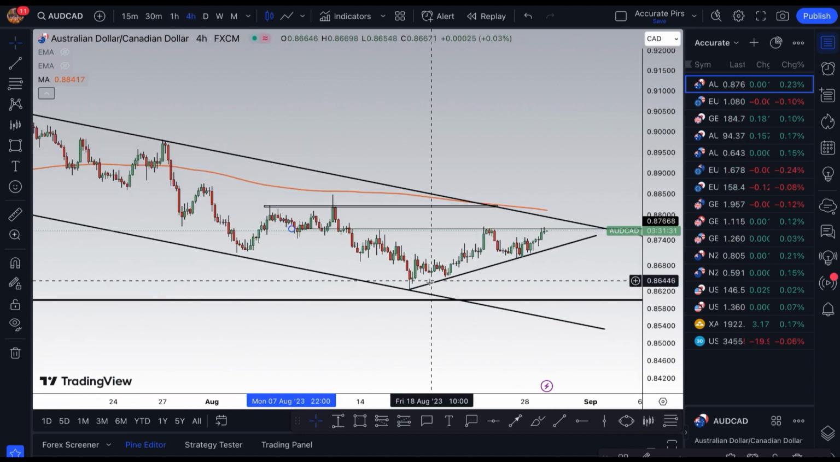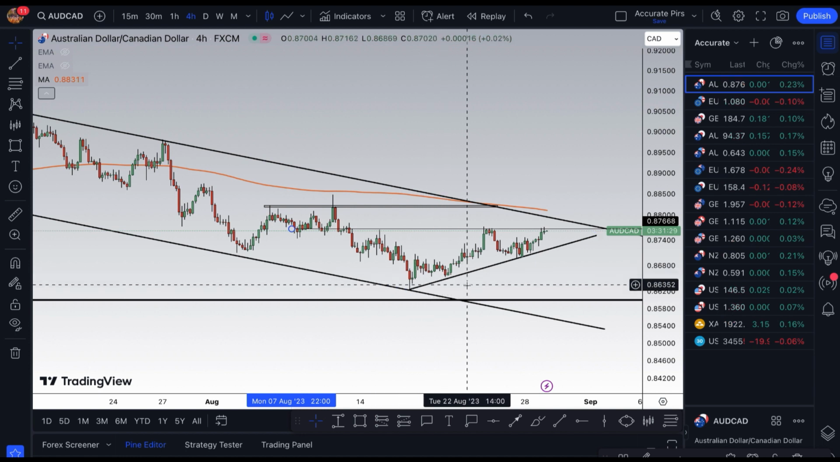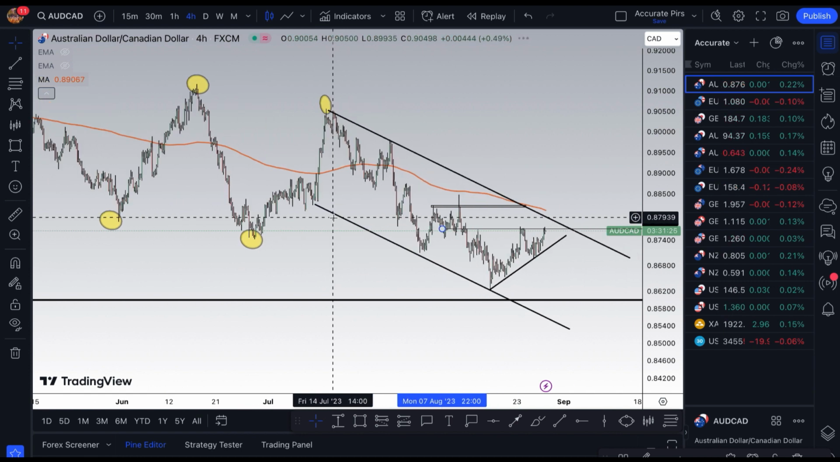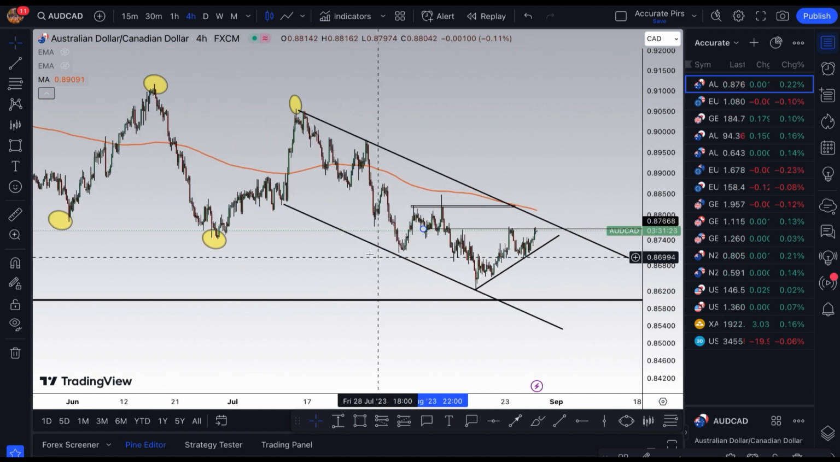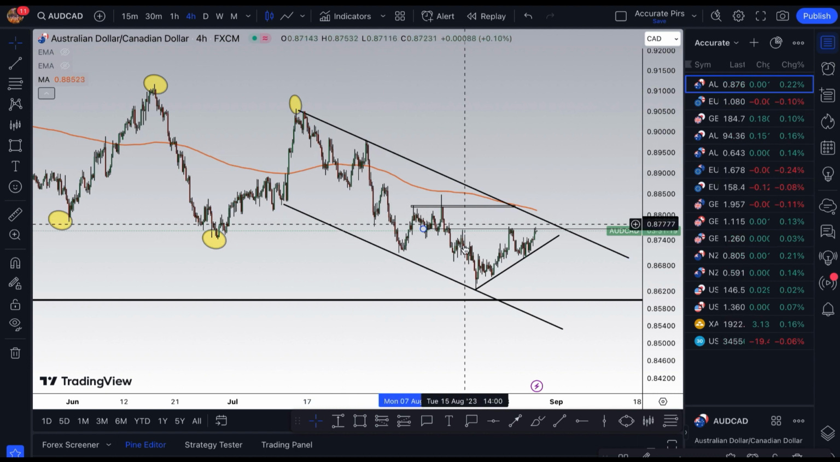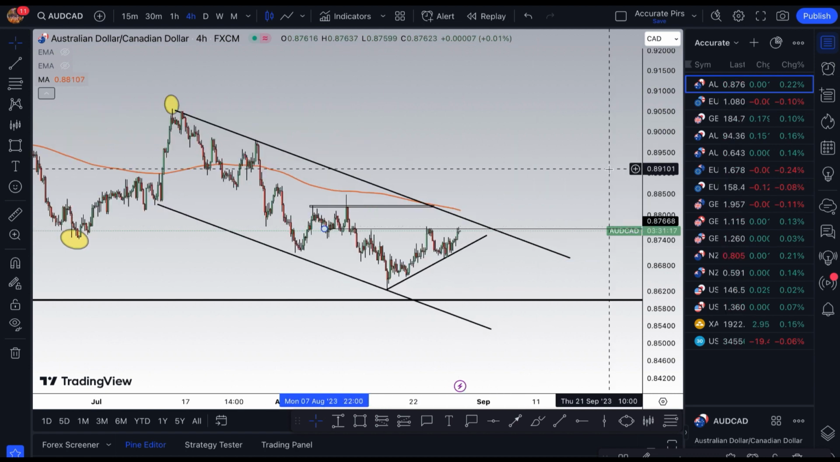Looking at the 4-hour time frame, you can see we've got this little inner trend line towards the upside. But the main thing we need to look out for is for the market to break out of these parallel levels right here. So with AUD CAD, we're just going to keep our eye on it and monitor it this week and see how it moves.